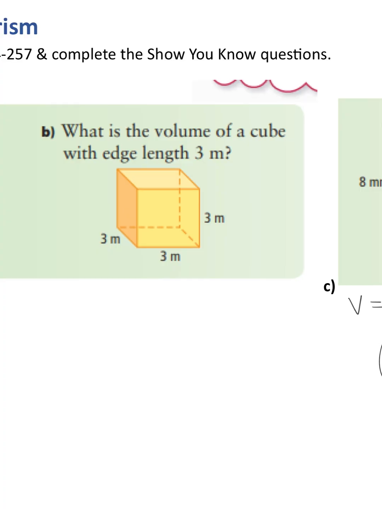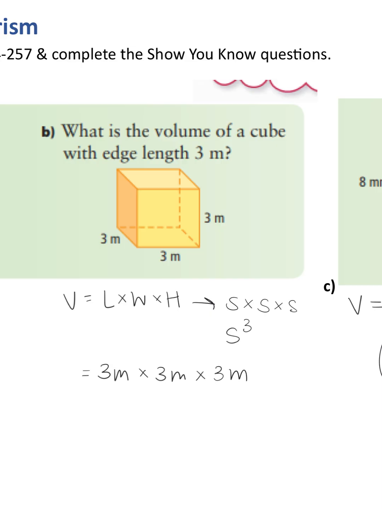In 1B, we see what is the volume of a cube. So here we can recognize volume is equal to length times width times height. But because in a cube they're all the same, we would typically say it's the side times the side times the side, or the side cubed. Now here we want to make sure that we recognize that we're multiplying it by itself 3 times and that we're not just timesing it by 3. So here we've got 3 times 3 times 3, which will give us 27 cubic meters.